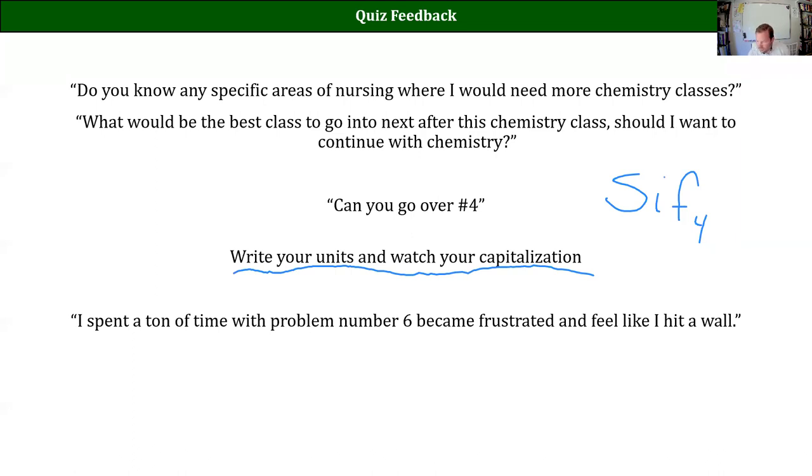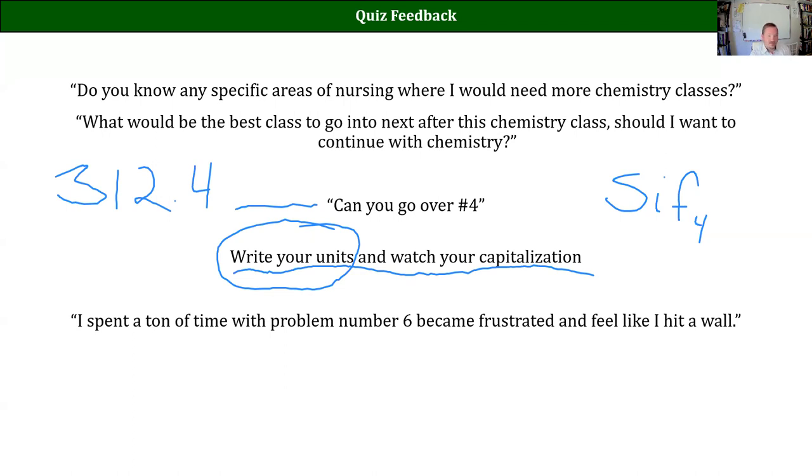Make sure when you're putting your numbers in to write your units. I know that on the quizzes, it's sometimes inconsistent as far as whether it'll let you write the units or not. But in general, try to at least write your units in. So again, I didn't take off points, but if you got 312.4 with no unit behind that on the test, I'm going to take off points for that.